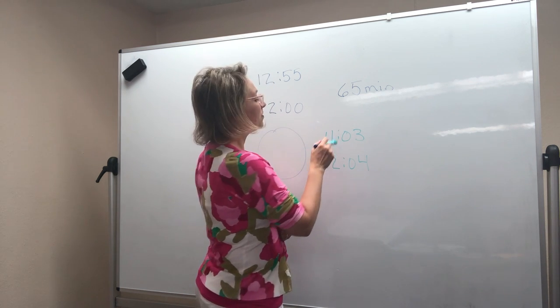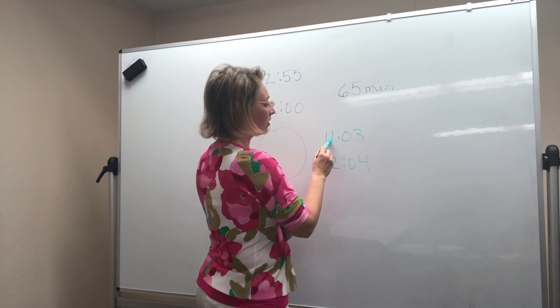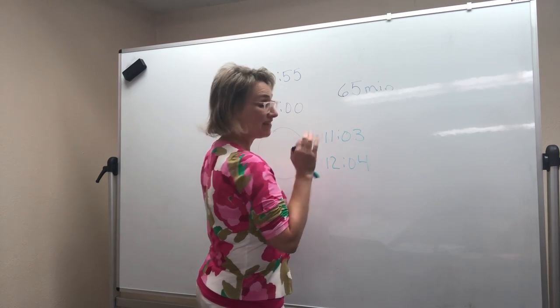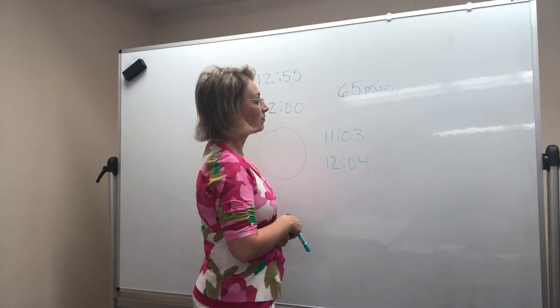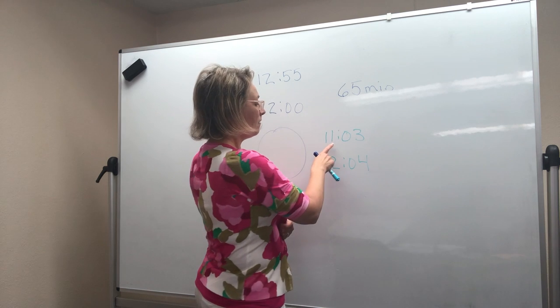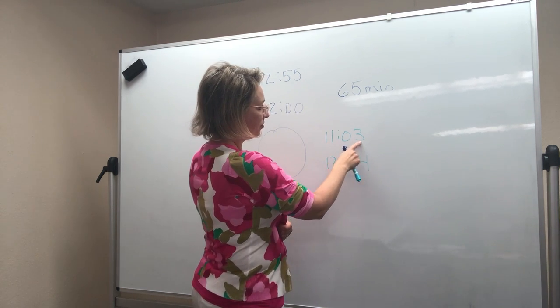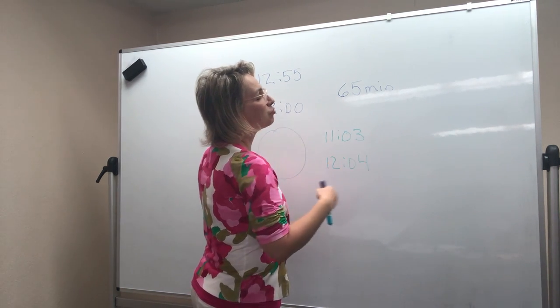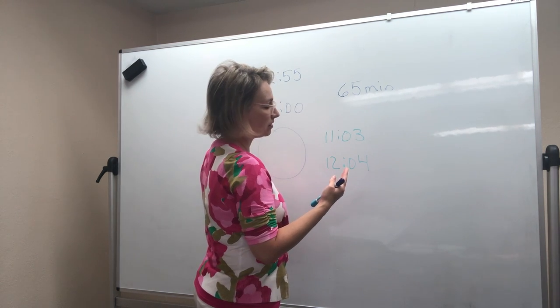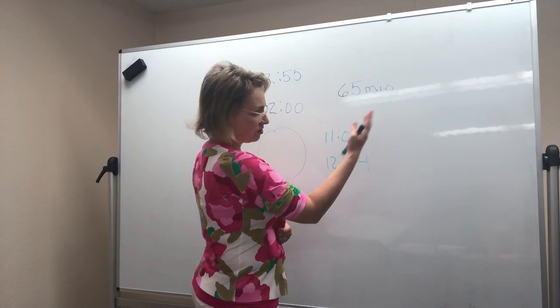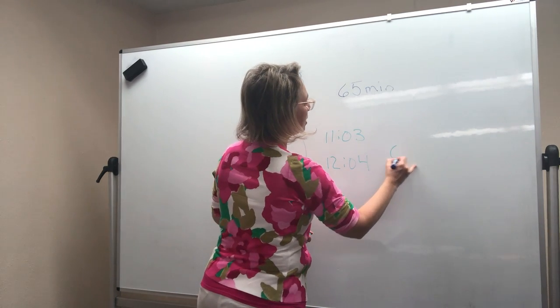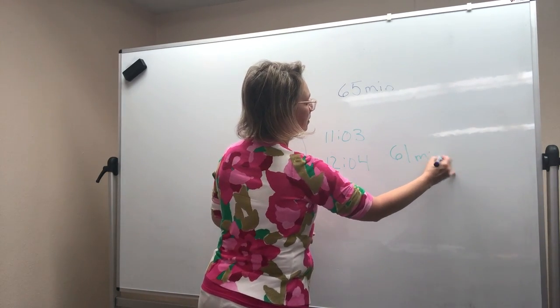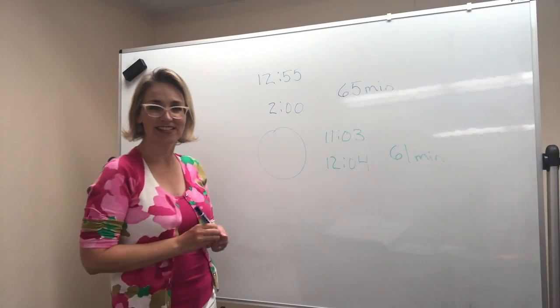But this individual, they get to St. Louis at 11:03, and at 12:04, they've got to get on that next plane. How much time has gone by? From 11:03 to an hour later would be 12:03. There's 60 minutes. From 3 to 4 is just one more minute. So they have a layover of 61 minutes in St. Louis. Does that make sense?